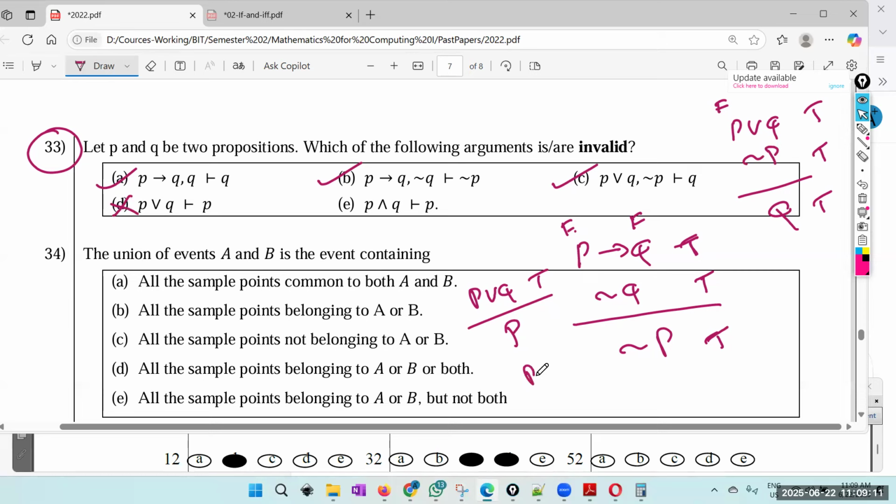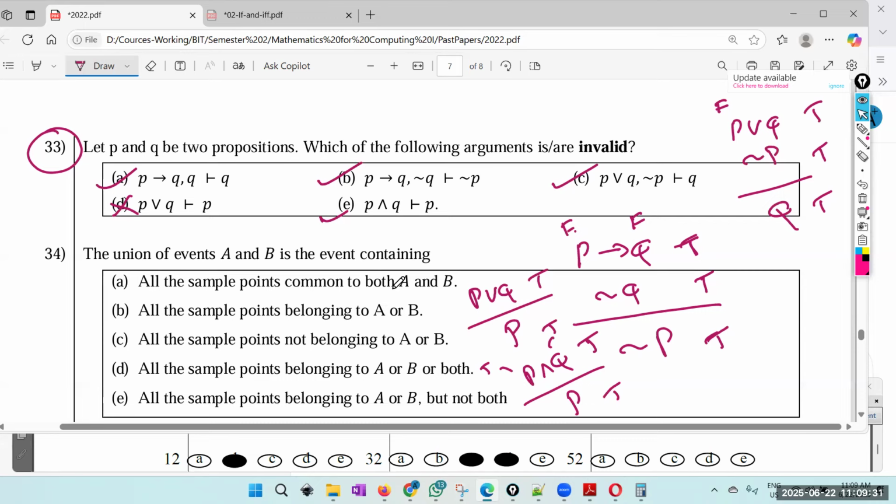Right? P and Q, therefore P. So this is true when both are true only. So both are true means P must be true, Q must be true. So P must be true is what we are telling. So therefore this is correct.